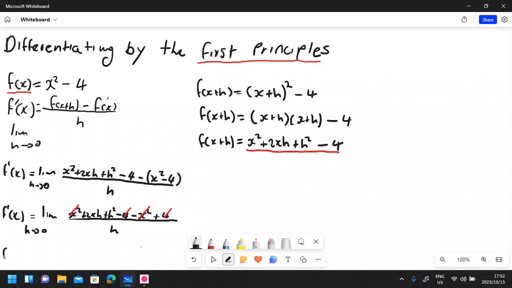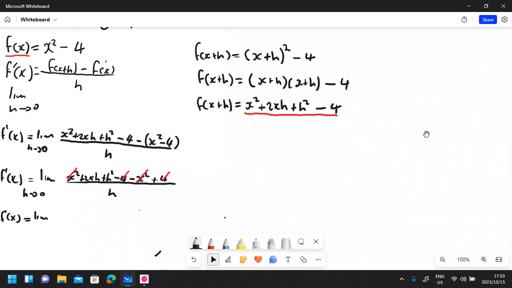So we say f of x prime, and then we know that limits, let me just create space here for a minute. We know that h approaches 0. We write what is left there. So we are left with 2xh plus h squared, divided by h. So this is what we have at the moment.